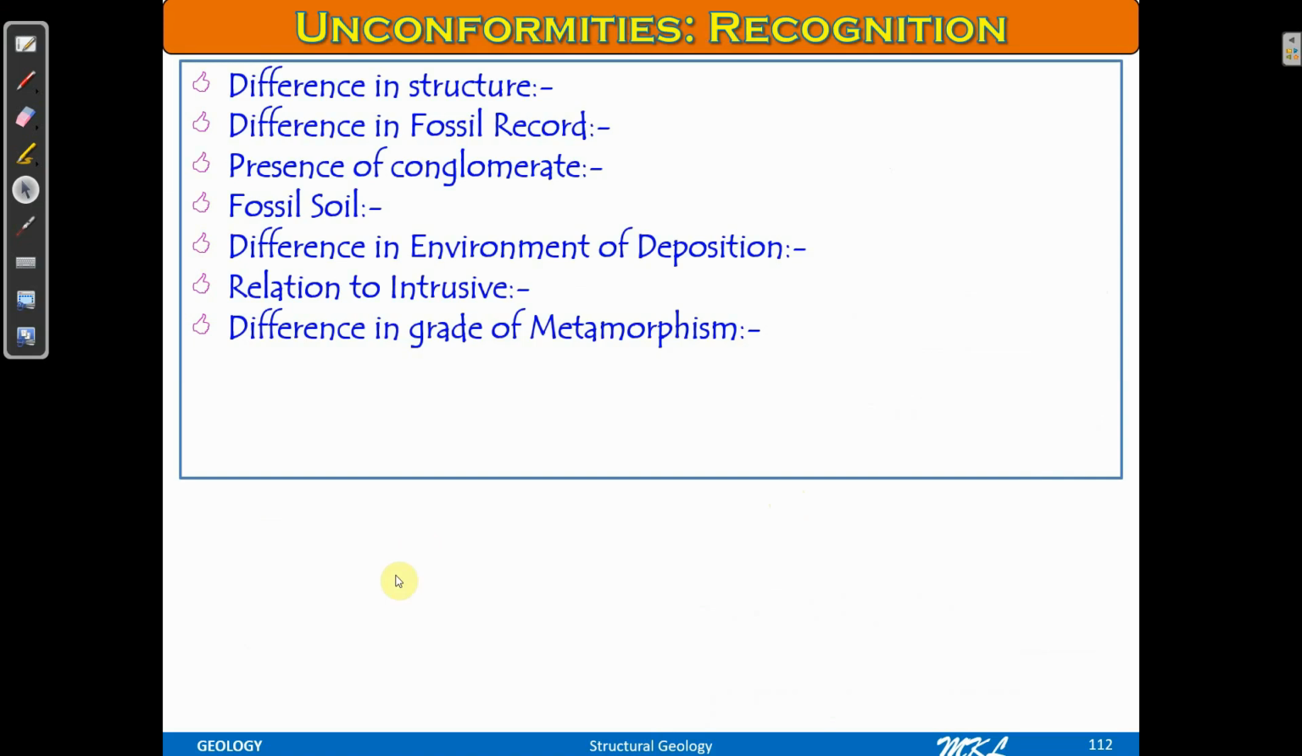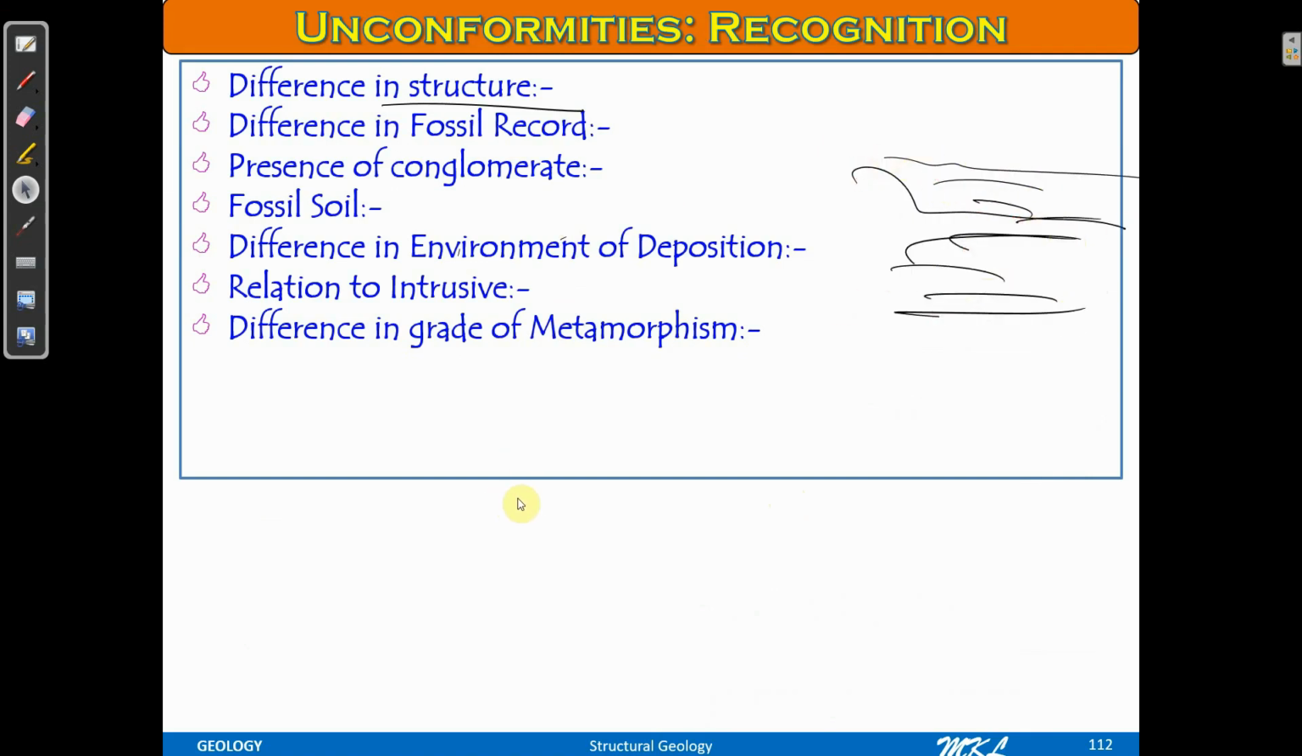So how can you identify the unconformities? You can identify the difference in structure, like the group of rocks on either side of an unconformity may show structural discordance. The top layer will be different, the bottom layer will be different. Difference in the fossil record, difference in the presence of conglomerate, fossil soil, difference in the environment of deposition. Okay, that's one important point.